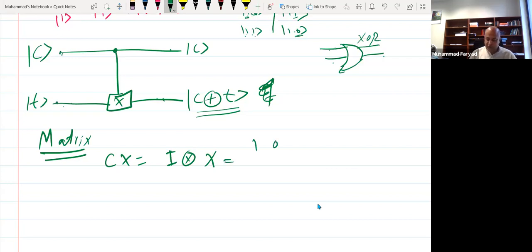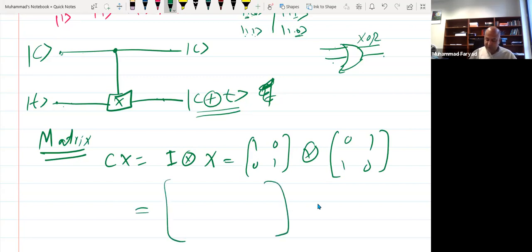So identity is 1, 0, 0, 1, tensor X, which is 0, 1, 1, 0. And if you use the rules of tensor product, this 1 will multiply 0, 1, 1, 0, so I will get 0, 1, 1, 0. This 0 will multiply 0, 1, so I get 0, 0, 0, 0. This 0 multiplies all, 0, 0, 0, 0. This 1 multiplies this, so I get 0, 1, 1, 0. So this is the matrix form of this operator.